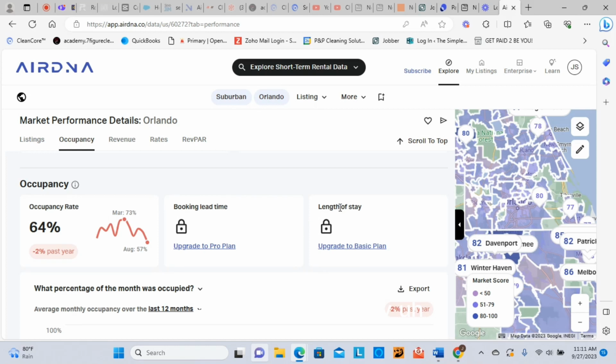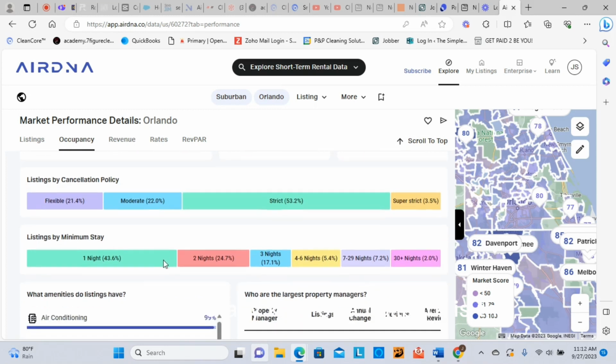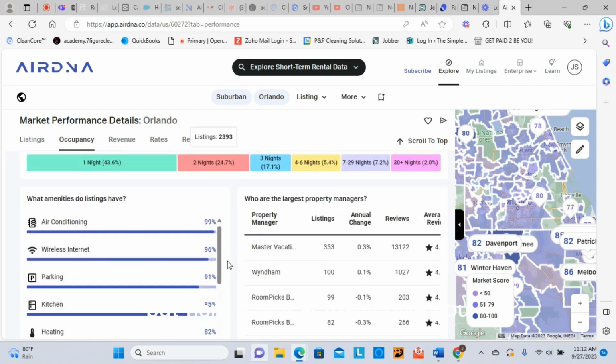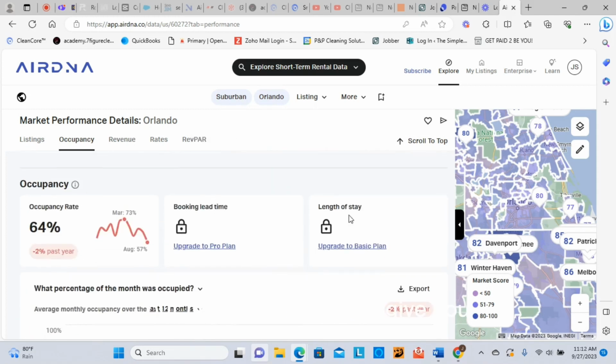and this length of stay, you can upgrade if you want to see the booking lead time, length of stay, meaning that if you want to know what people mainly do here, it gives you a kind of ballpark. It says minimum is 1 night, minimum is 2 nights on 25% of the properties. But here, it will actually give you what people are mostly staying, if half the people are staying 3 nights.